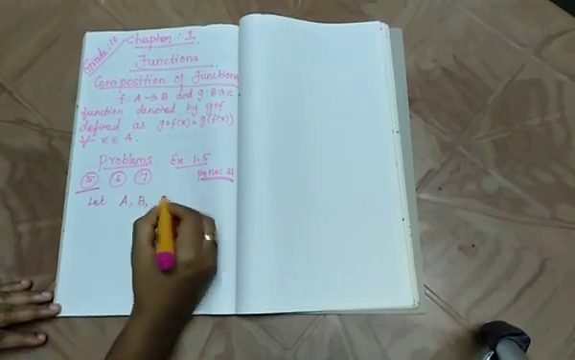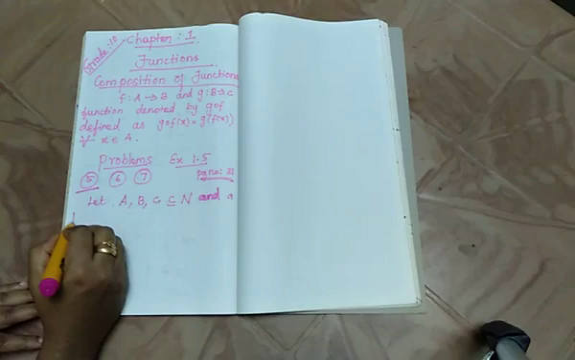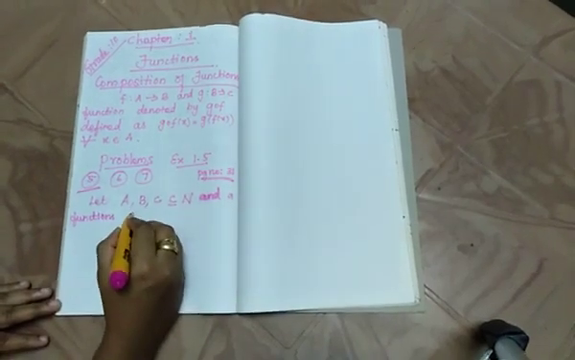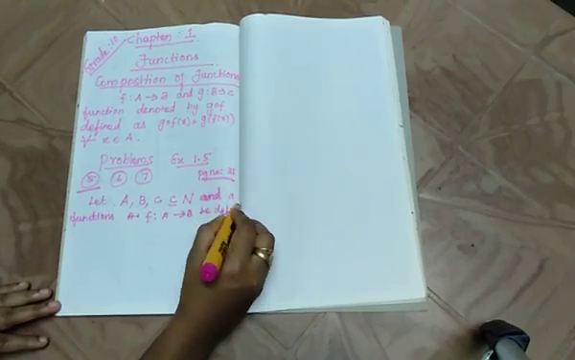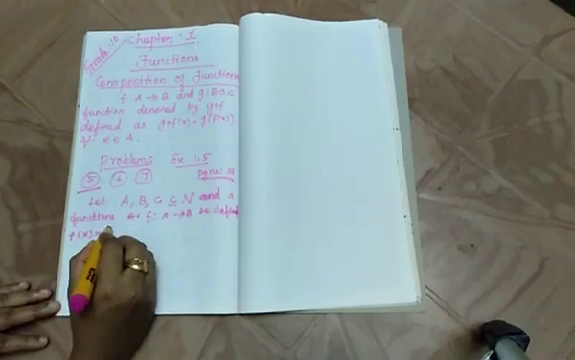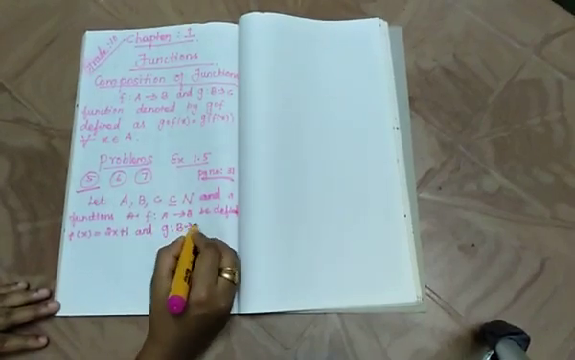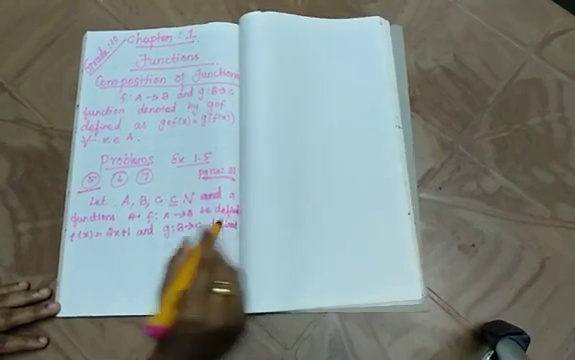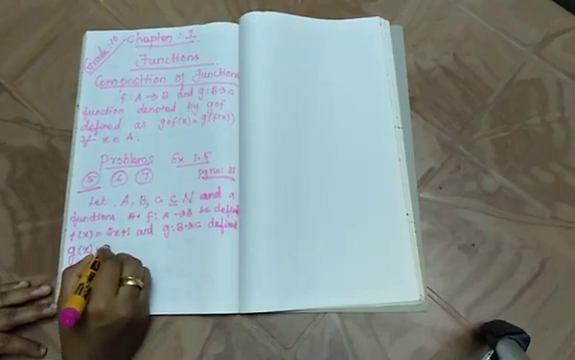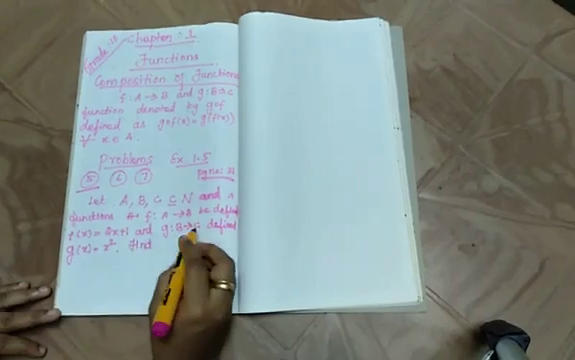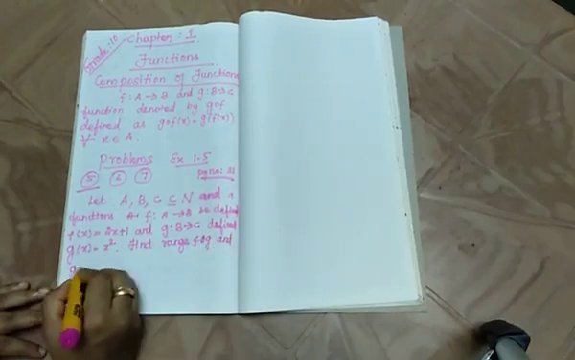Let capital A, B and C be contained in capital N and functions f from A to B be defined by. So here how they are defining is f of x is equal to 2x plus 1. And g from B to C defined by, so there are two functions f and g. And g of x is defined as g of x is equal to x square. We are going to find, so they are asking you to find the range of f of g and g of f.